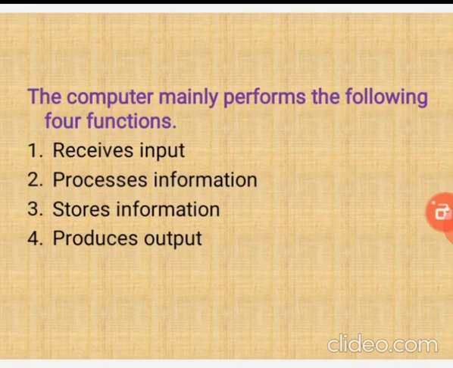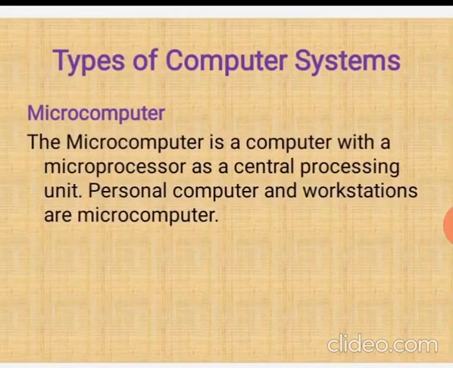Types of computer system. There are mainly four or five types of computer which we are using in day-to-day life. The first one is the microcomputer. The microcomputer is a computer with a microprocessor as its central processing unit. Personal computers and workstations are microcomputers.